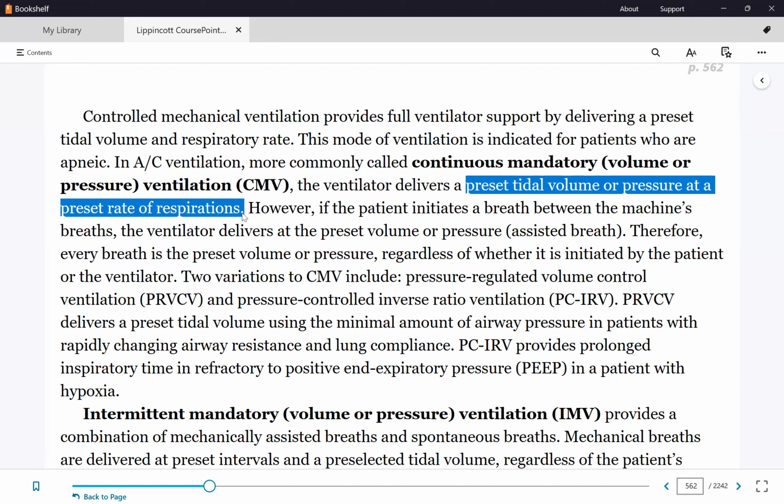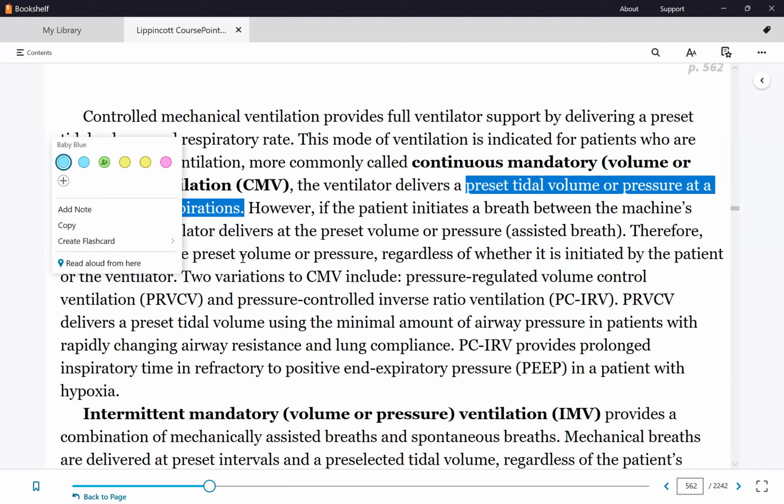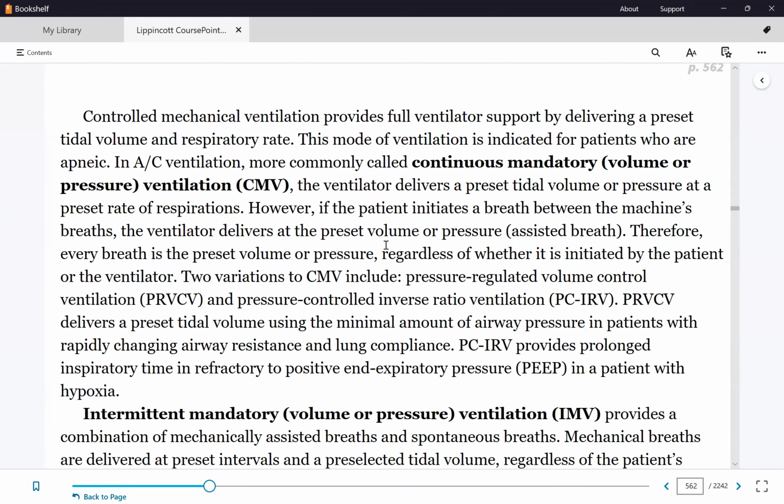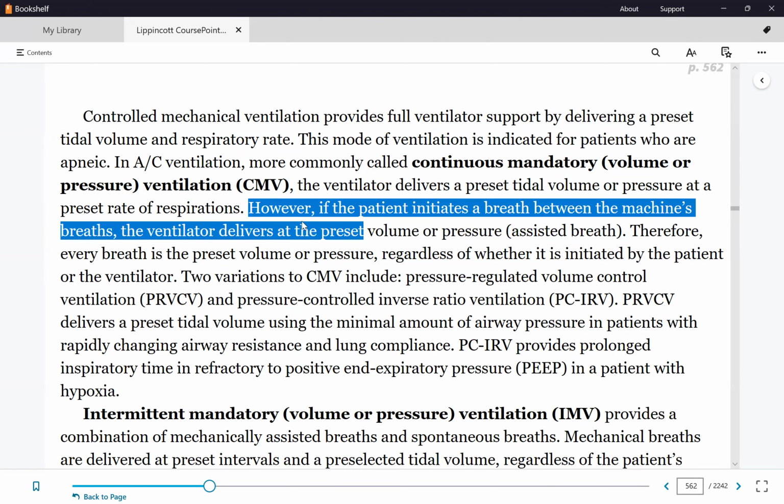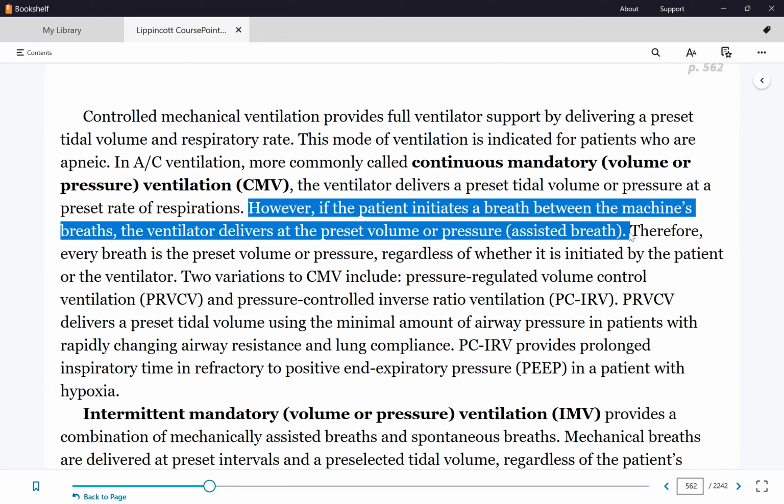How much tidal volume will the ventilator give? 400. Right. So the settings are tidal volume 400 and rate 10. Questions so far? Every 6 seconds, the vent will give a breath. Let's look at the next statement. However, if the patient initiates a breath between the machine's breaths, the ventilator delivers the preset tidal volume or pressure. This is what we call an assisted breath. That's why this mode is called assist control.